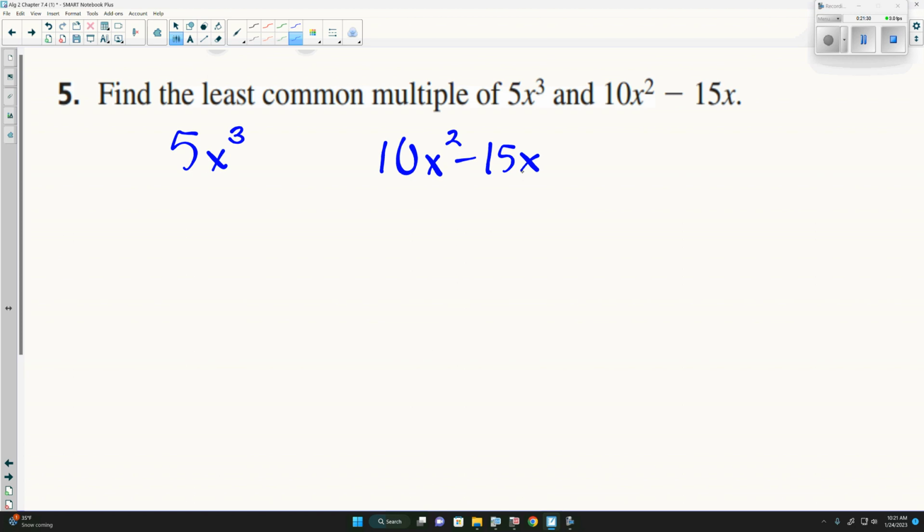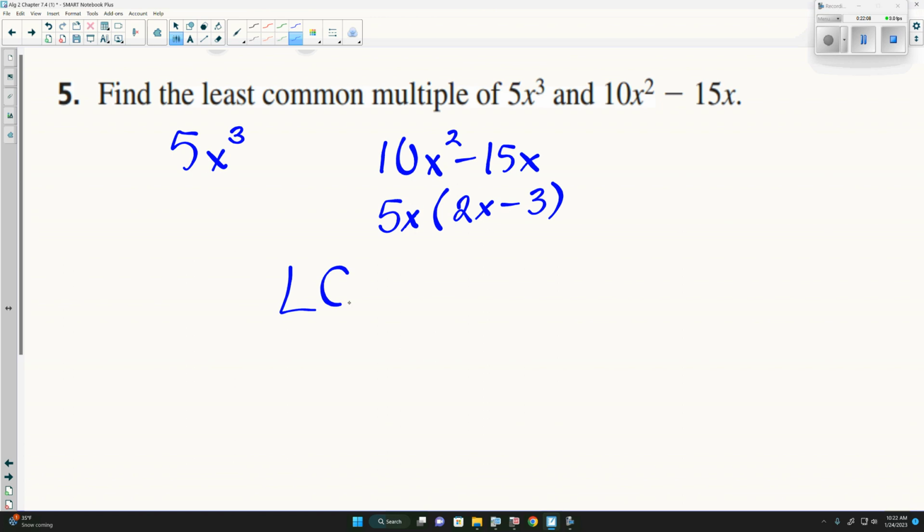Can we factor 5x cubed? No, that's as simplified as it gets. So we look over at 10x squared minus 15x. Can we factor it? Because 10 and 15 do have a greatest common factor of 5 we can pull out. In between x squared and x, we can pull out an x. So 5 factored out of 10 leaves us with 2. And we factor an x out, we have 2x minus 5 factored out of 15 is 3. And the x comes out completely, yes? Okay.